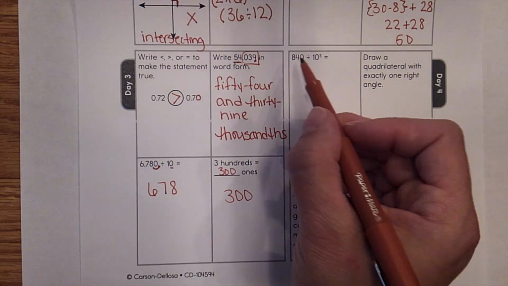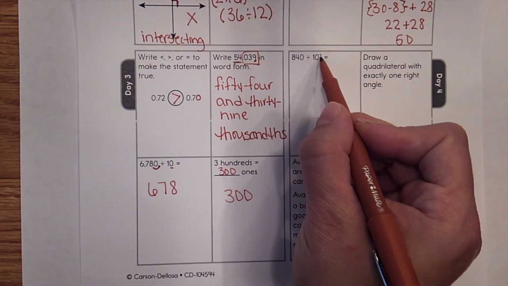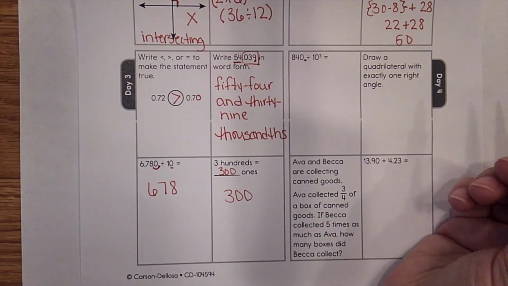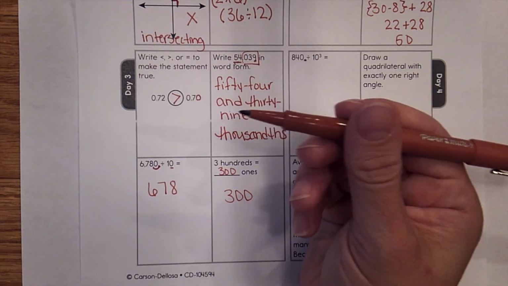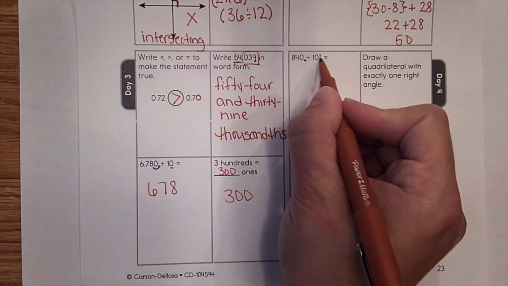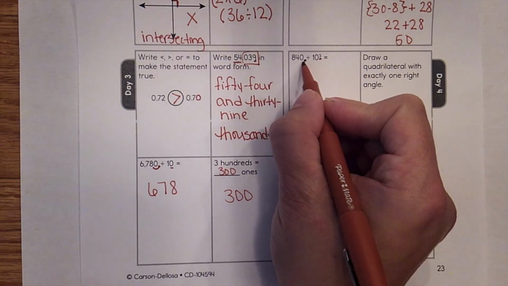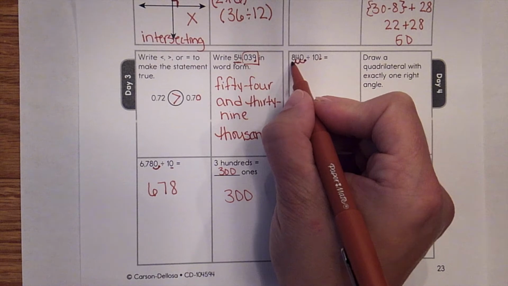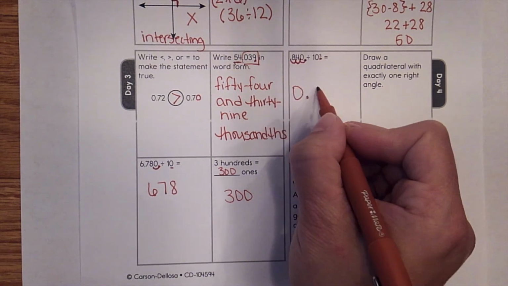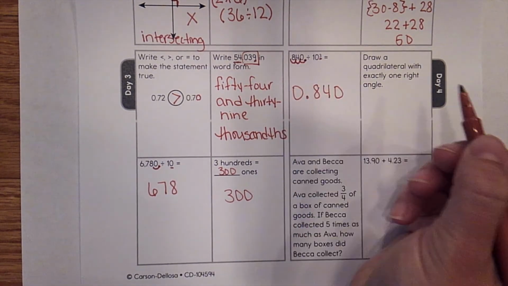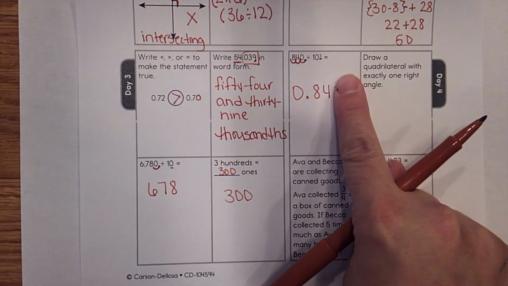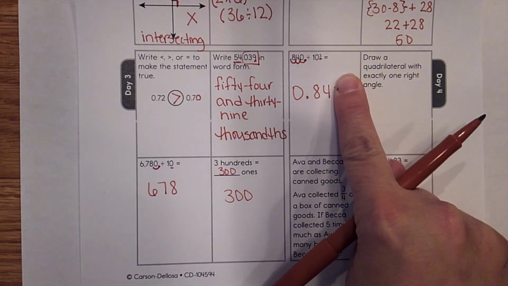Day 4. 840 divided by 10 to the third power. Here's my little decimal. When I'm dividing, I'm going to the left 3 times because that's what this little exponent tells me. 1, 2, 3. So my new number is 840 thousandths or 84 hundredths. Either way.